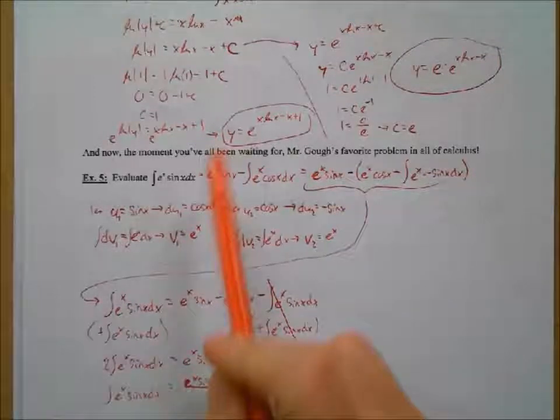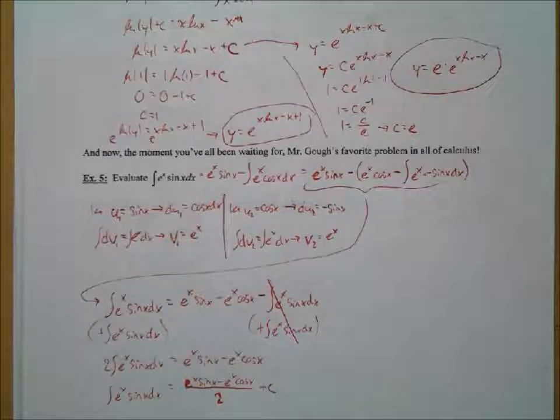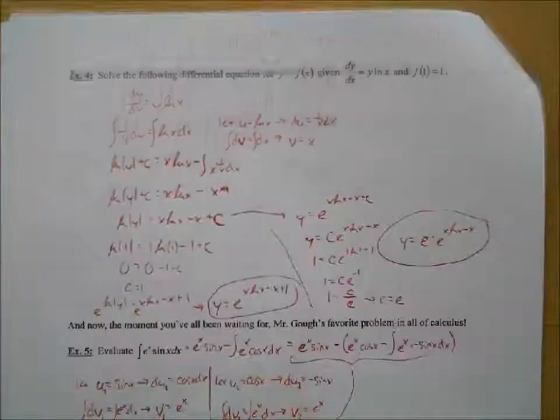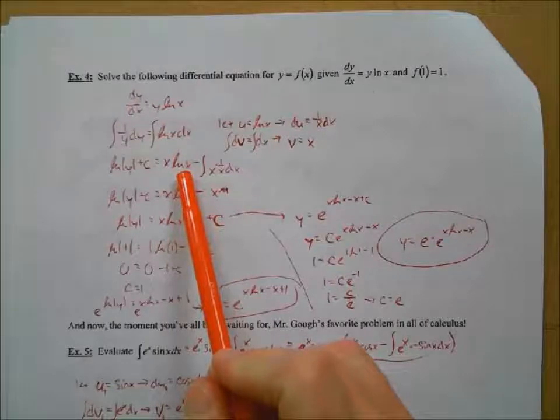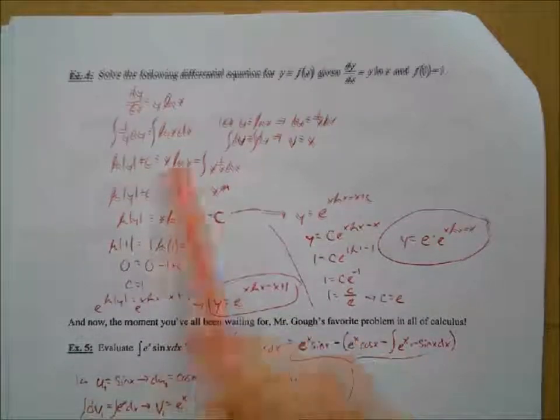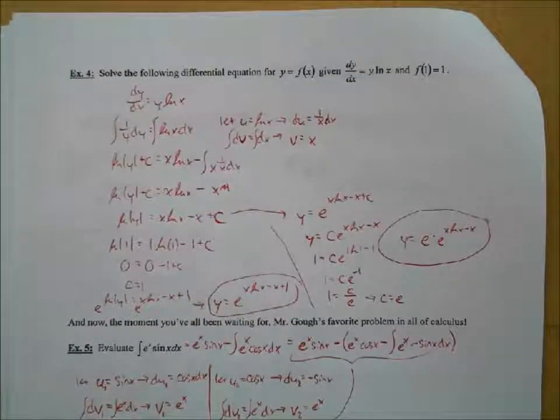E to the x and sine of x both cycle as you take their integrals or derivatives. They cycle around back to each other, right? That's not the case with the natural log. So I wouldn't expect you to employ this strategy with natural log, because the derivative of natural log leads you down one path, the integral of natural log leads you down a different path, and never the two shall meet, right?